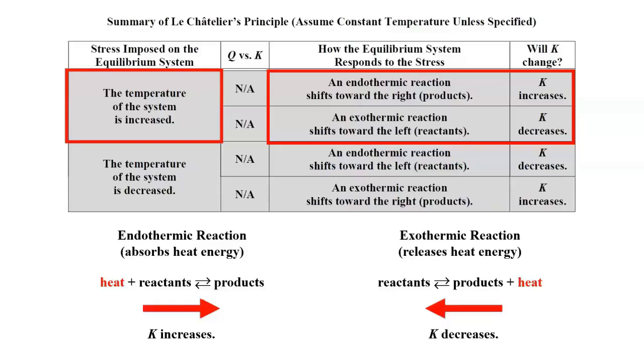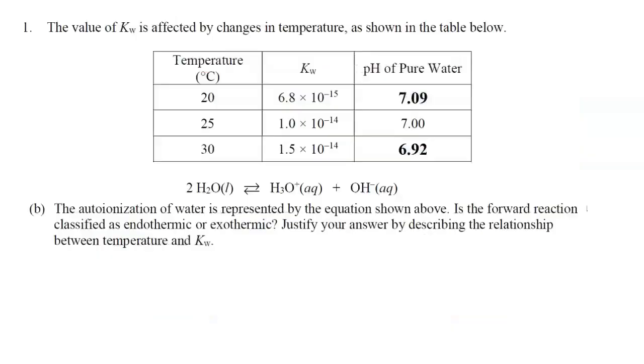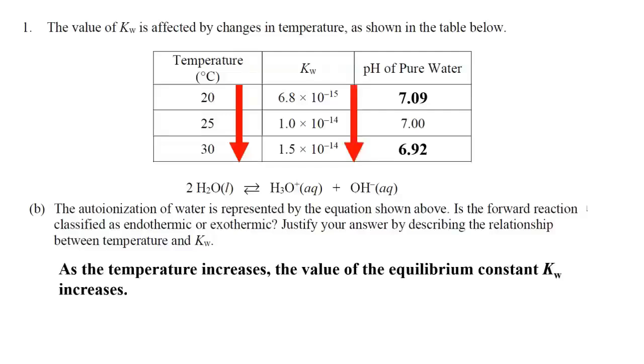Let's go ahead and take a look at the table and see how Kw is affected as the temperature of the system increases. When we change the temperature from 20 to 25 to 30 degrees Celsius, take a look at the value of Kw. It will change from 6.8 times 10 to the negative 15 to a value of 1.5 times 10 to the negative 14. So we can see that the value of Kw increases. As the temperature increases, the value of the equilibrium constant, Kw, also increases.